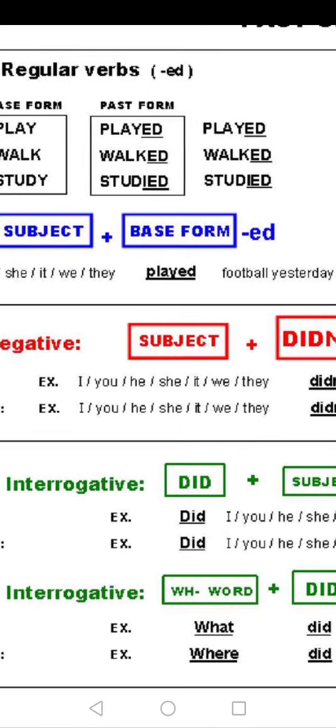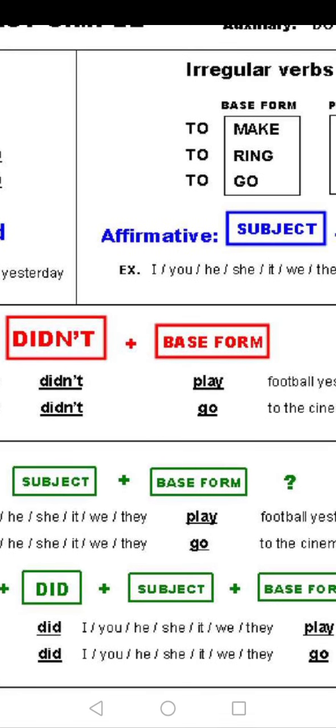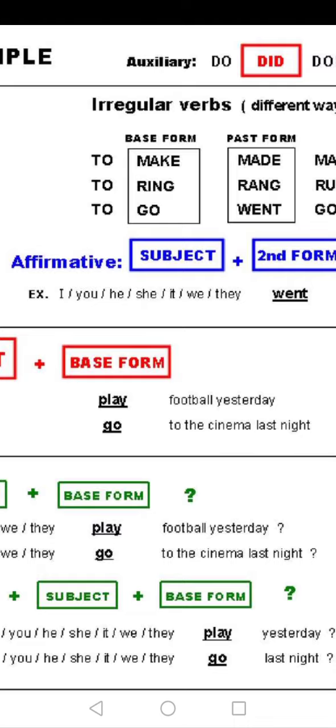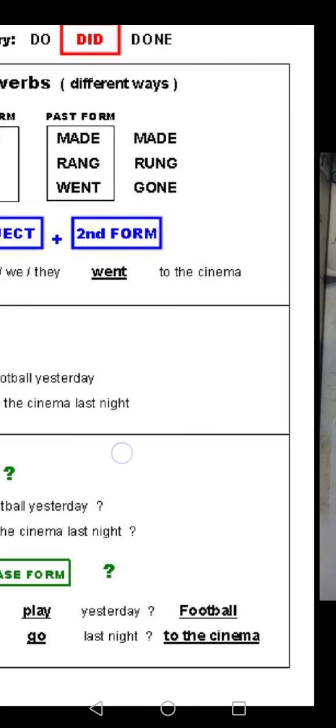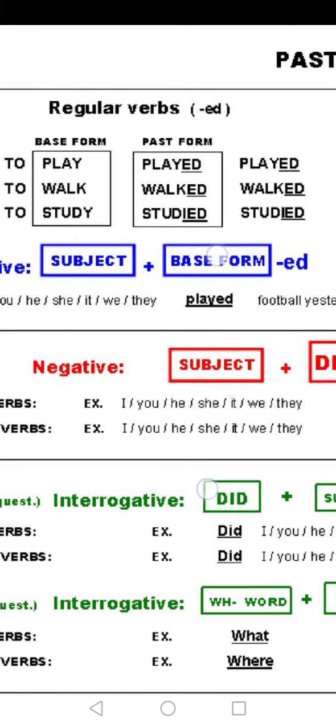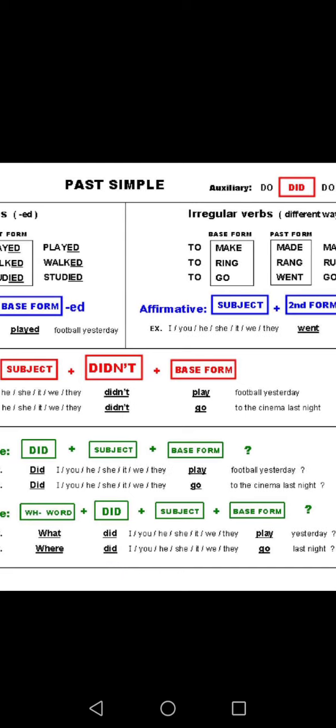Regular verbs. What did you? Any of the subjects. What did you? Base form, play. Then we have yesterday, and the answer. Example, I will read again. Read in your computer, read in your cell phone. What did you, or what did she, any of the six that are here.